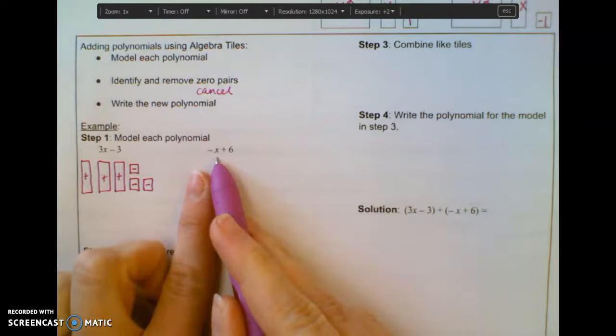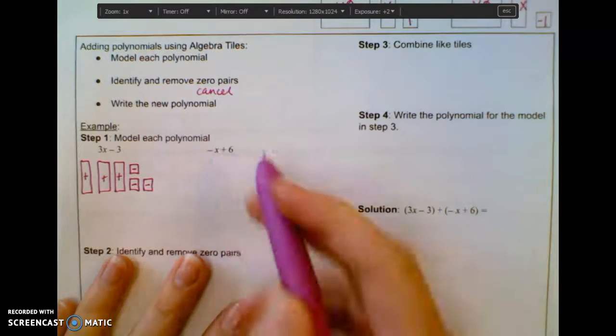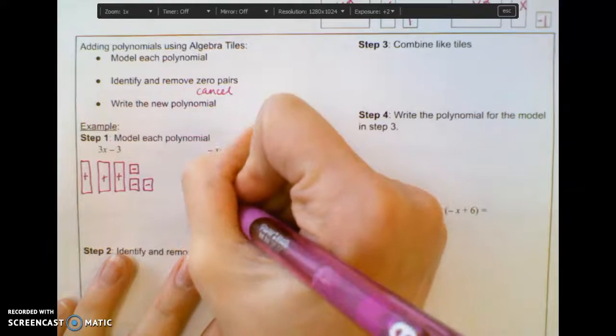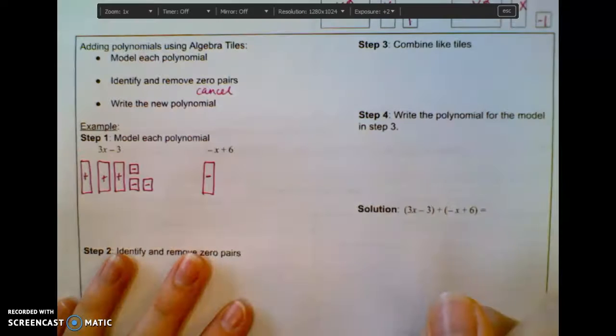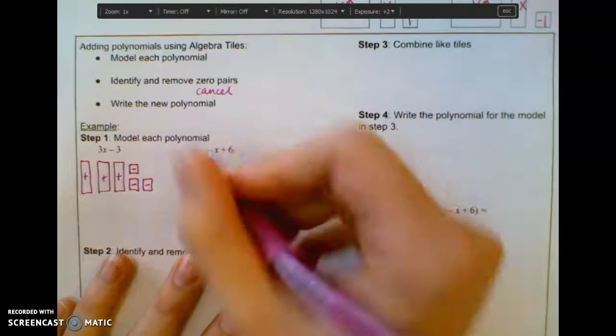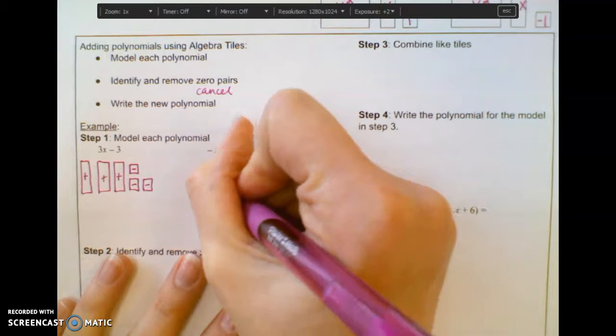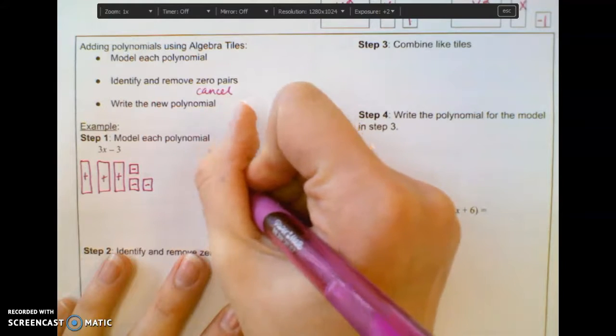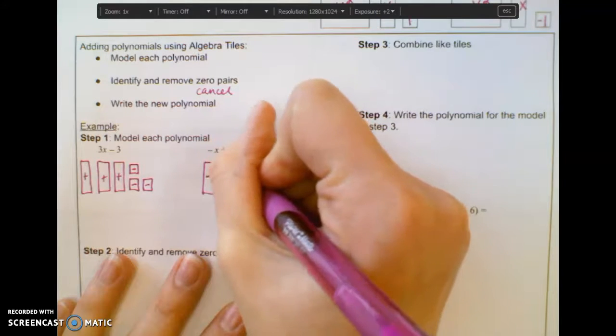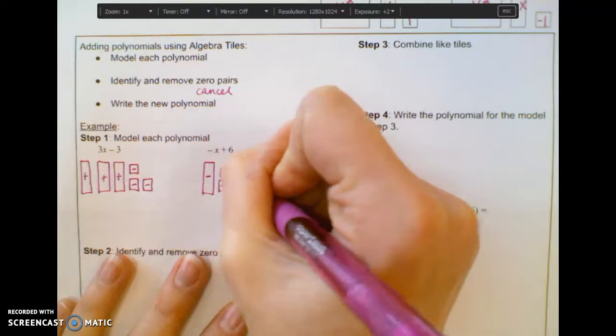Now we're going to model negative x plus 6. Well, negative x, I just need 1 negative tall rectangle. But now I need 6 of the positive little boxes. So we need 6 of them with plus signs. And it is important that you put your plus and your minus signs.